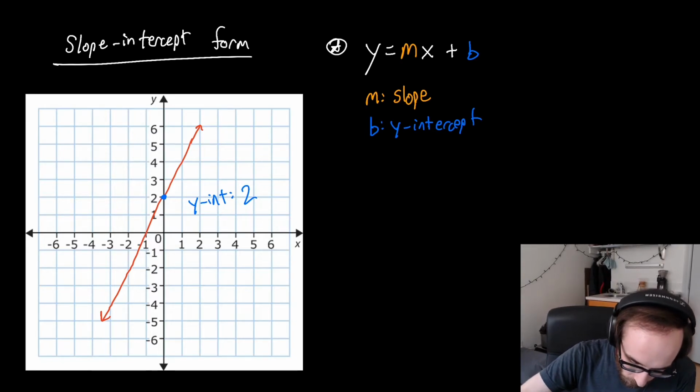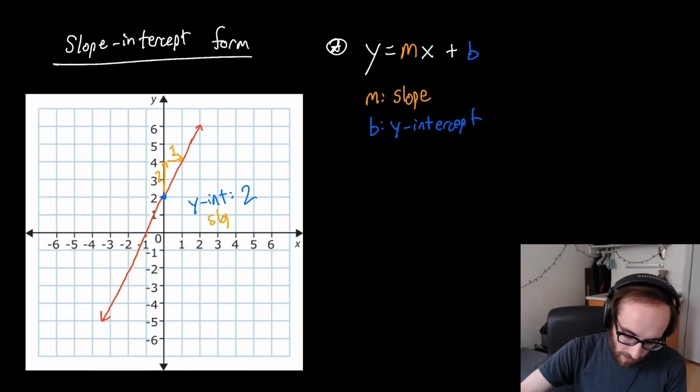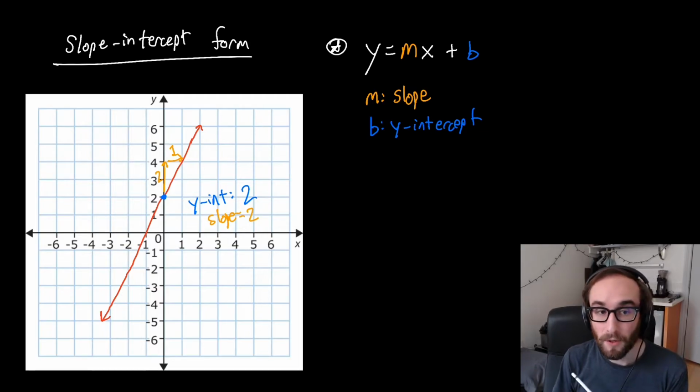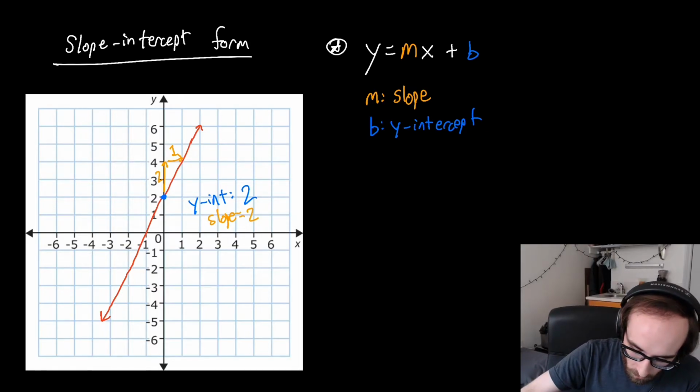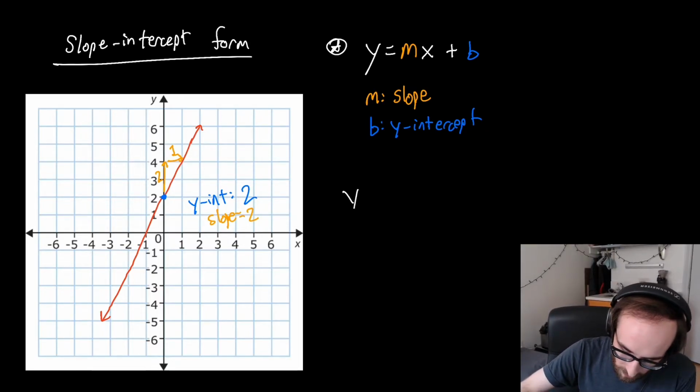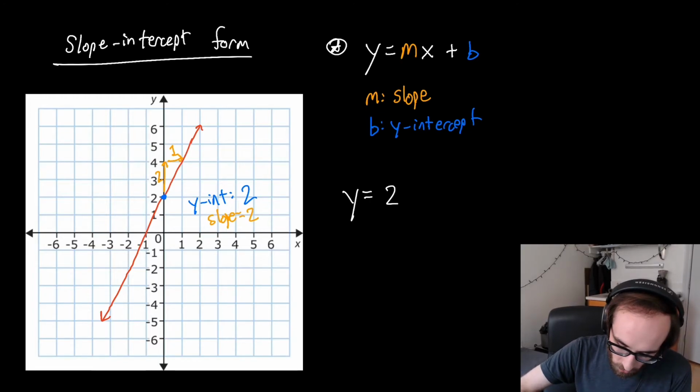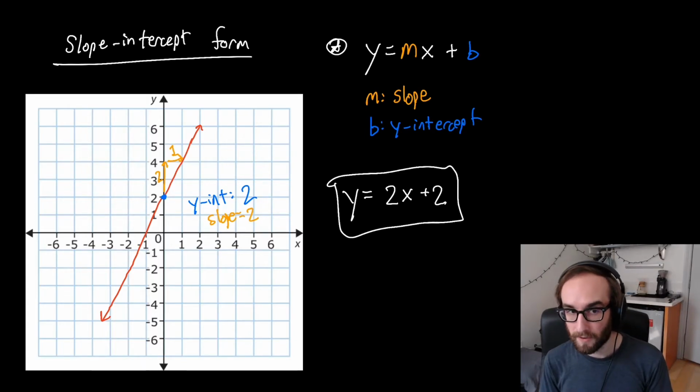Secondly, for our slope, we could look at any 2 points. Here we go up 2, to the right 1. So our slope here is going to be positive 2. Okay, we can substitute those values to write our equation for this red line, y equals 2 times x plus 2. So this is our equation for the red line on the left there.